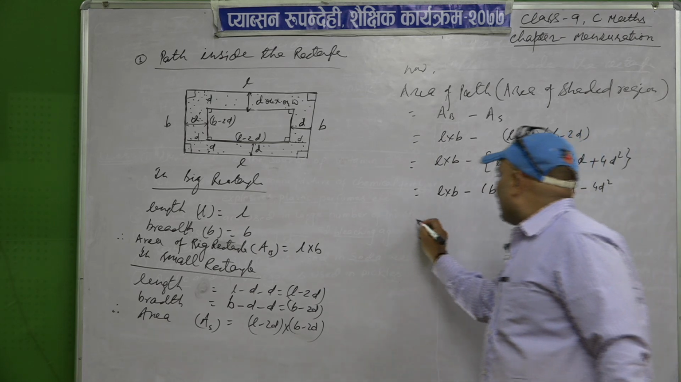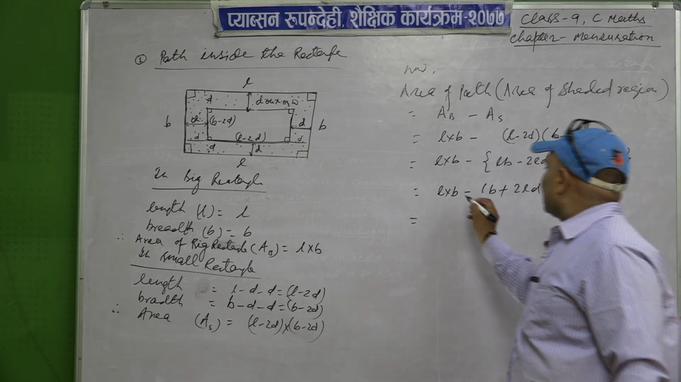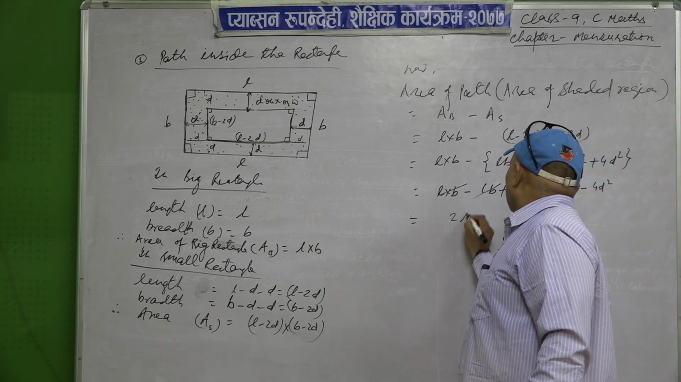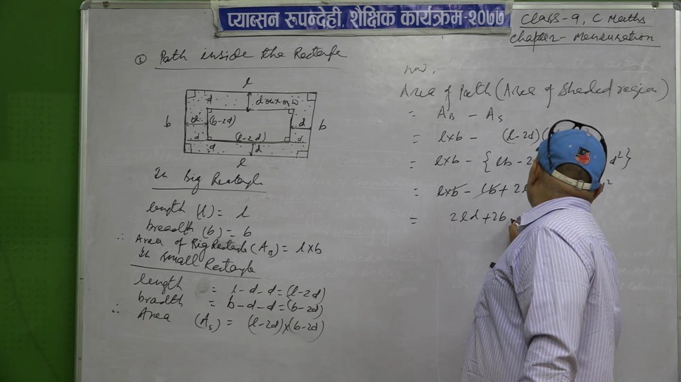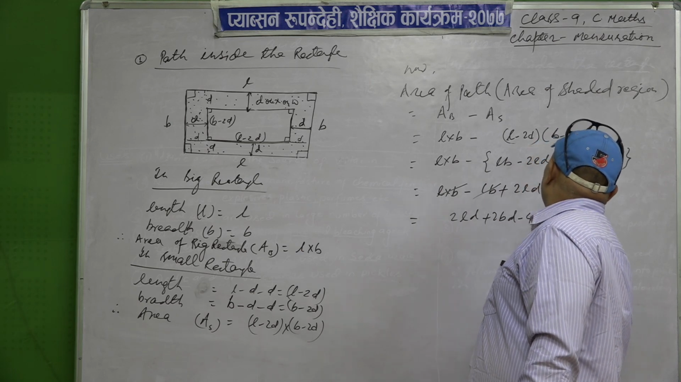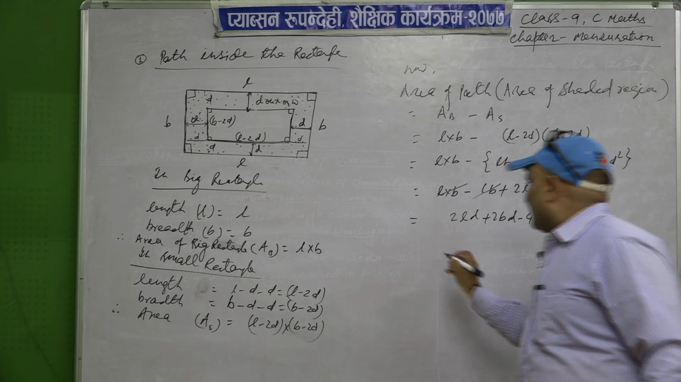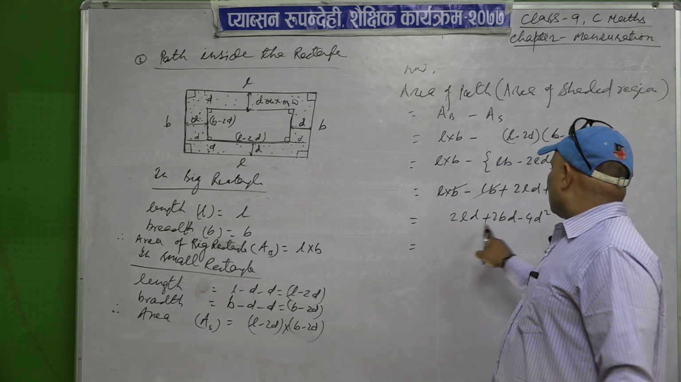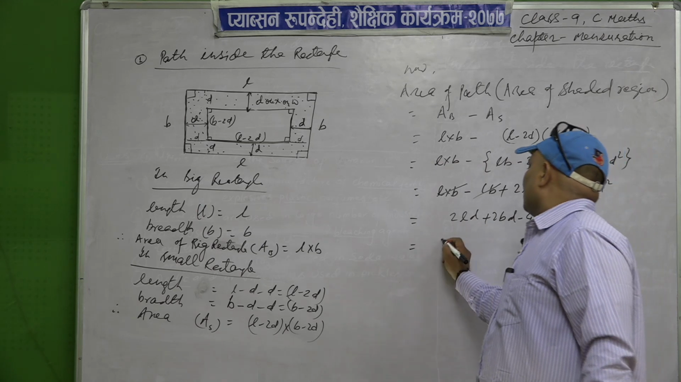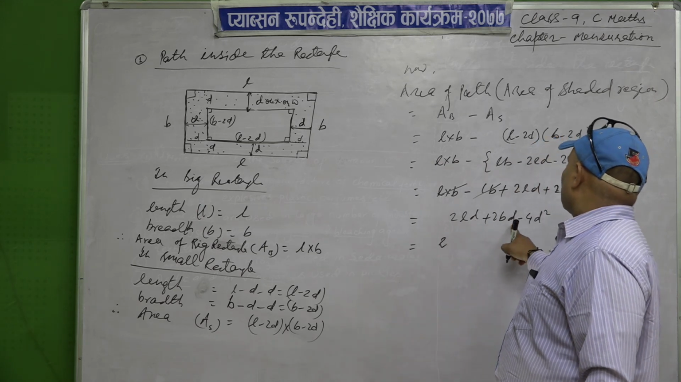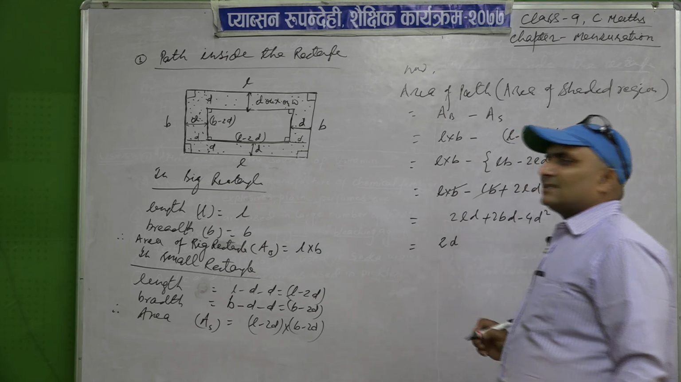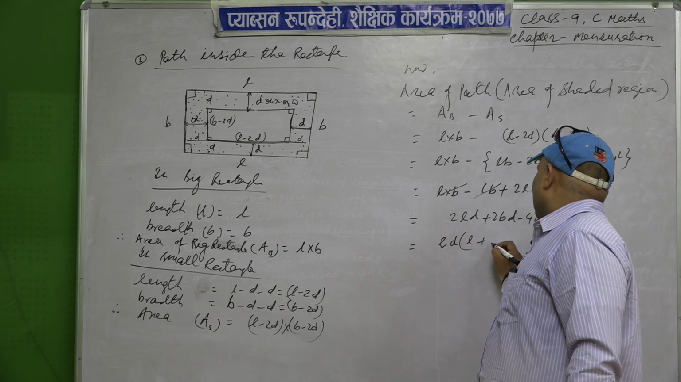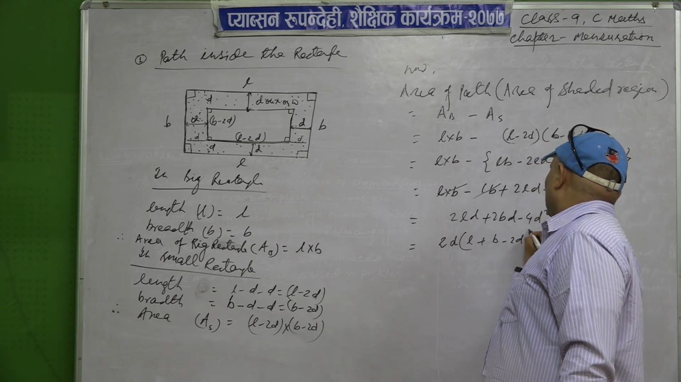Now see, anything is cancelled here, so this L into B will be cancelled. Now see what remains, 2LD plus 2BD minus 4d square. And now see whether anything is common here. So 2 and 2, 2 and 2, 2 into 4, 2 is common. Here also D, here also D, here also D, then 2D is common. And what remains inside? Here L plus here B minus 2D.